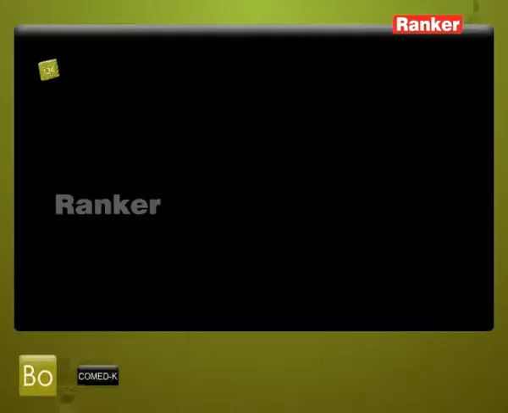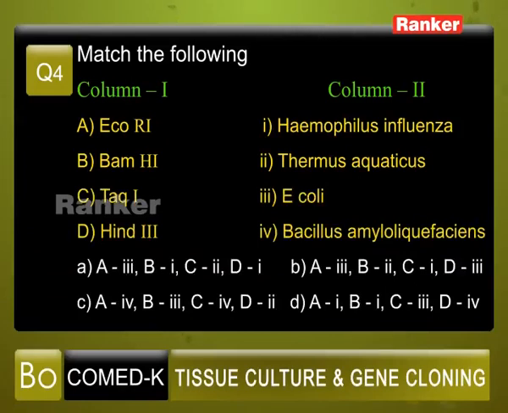Question number 4, match the following. We have two columns, column 1 and column 2. Under column 1, we have A is ECOR1, B is BAM-H1, C is TAQ1, D is HindIII. Under column 2, first one is Haemophilus influenzae, 2 is Thermus aquaticus, 3 is E. coli, 4th is Bacillus amyloliquefaciens. The choices are: A is A3, B1, C2, D1; B is A3, B2, C1, D3; C is A4, B3, C4 and D2; and D is A1, B1, C3 and D4.